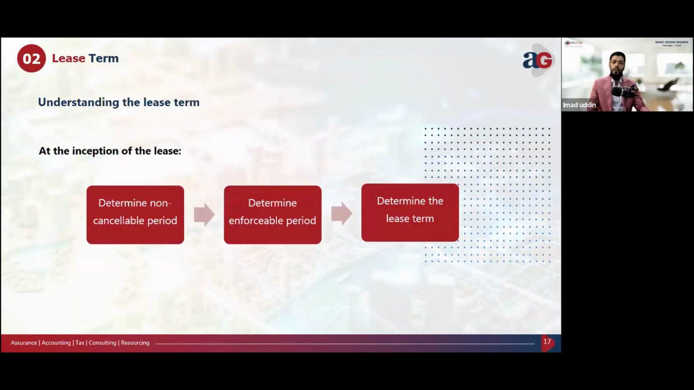When there's the inception of the lease, again, lease commencement and lease inception are two different things. Lease inception is when all the principal terms of the lease are agreed between the lessee and the lessor. So at the inception of the lease, we have to determine the non-cancellable period. Then we have to determine the enforceable period, which is something that is there in a lot of staff papers of IFRS, but not generally known or understood by the general audience. And then we have to determine the lease term. So we'll go step by step. We will first understand the non-cancellable period, then the enforceable period, and then finally we'll go through all the options to see what exactly is the lease term for a particular contract.